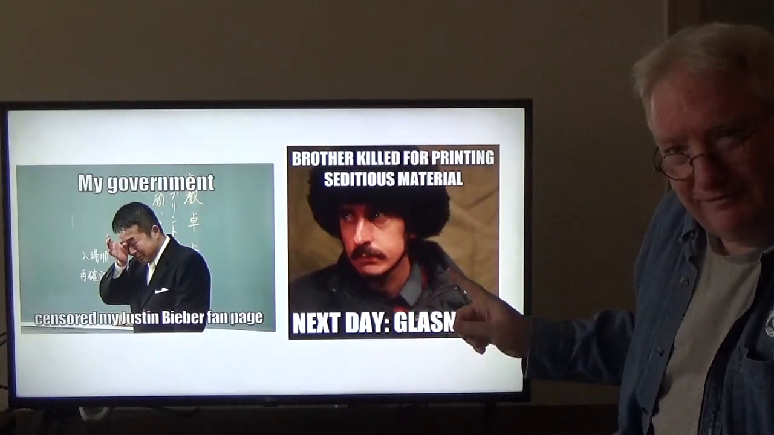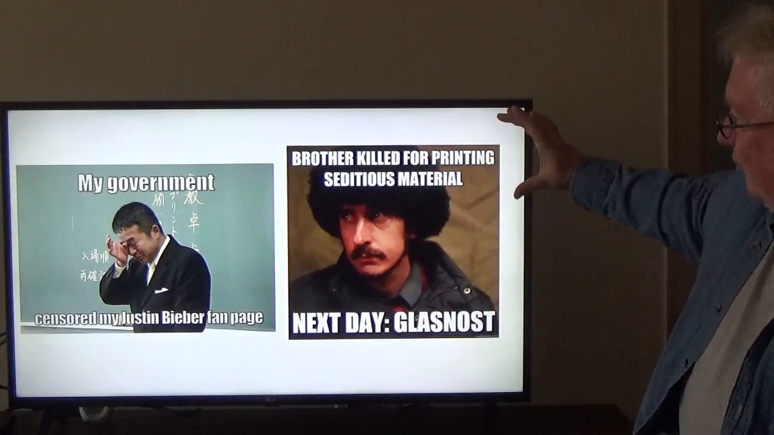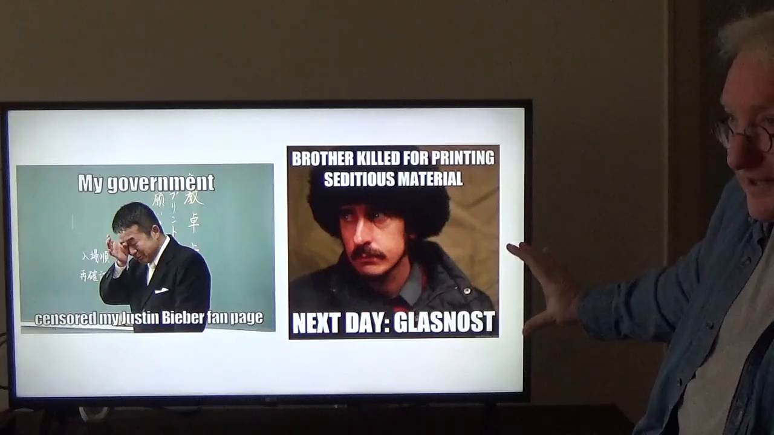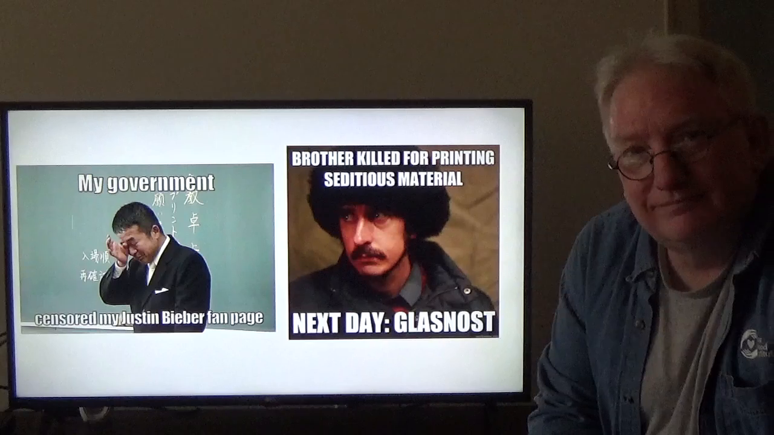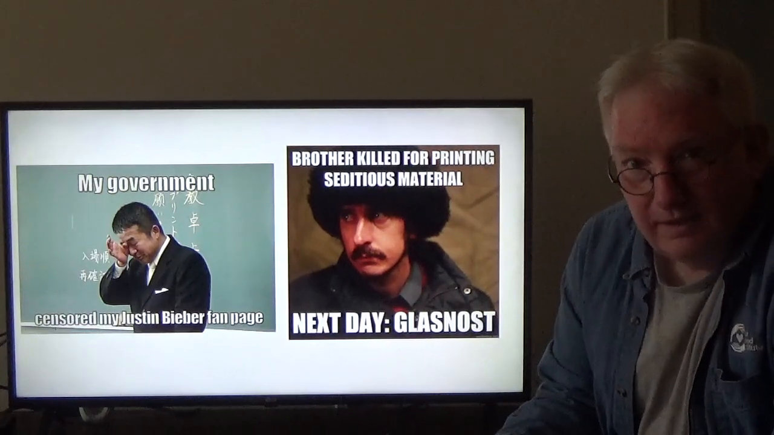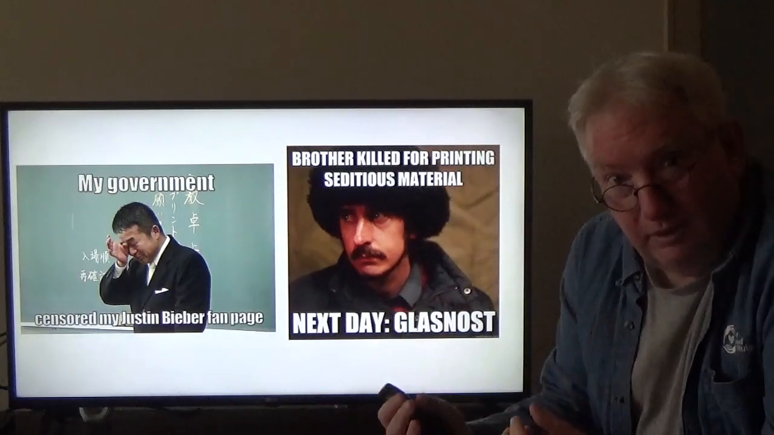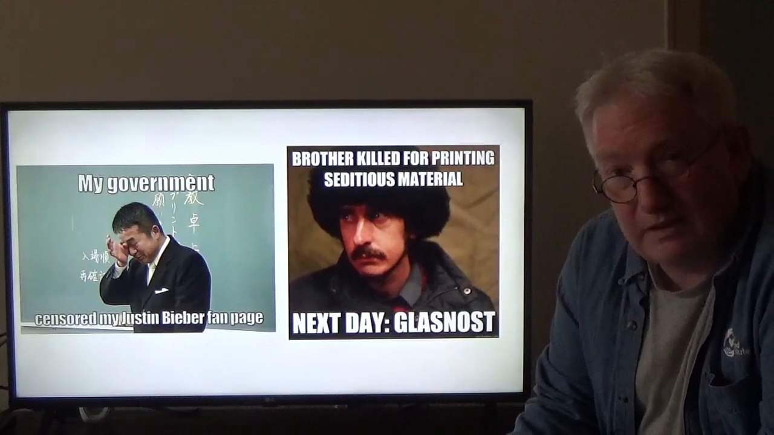This one's funny. Okay, well, I probably have to explain it. Brother killed for printing seditious material. Next day, glasnost. Here's why that's funny. Seditious material is material that is anti-government. So his brother, Russian, was killed for writing something nasty about the government of Russia.